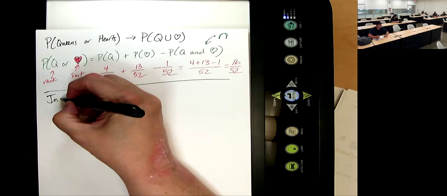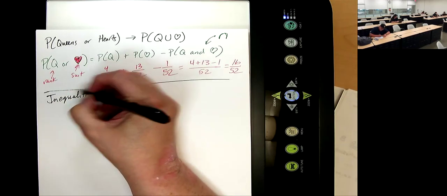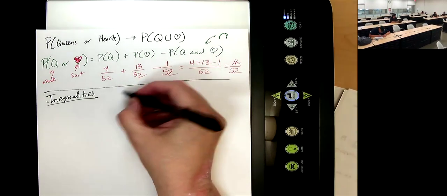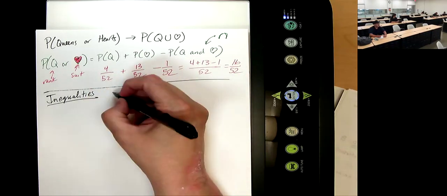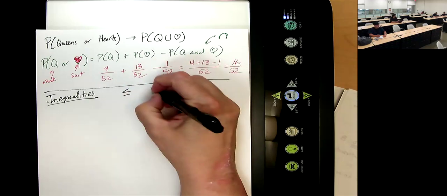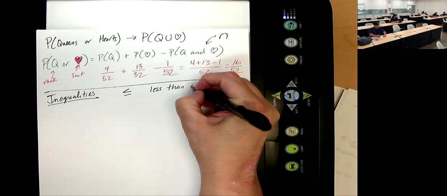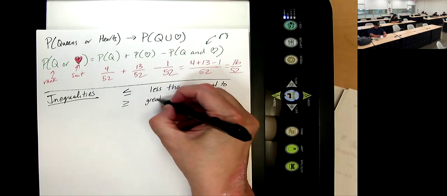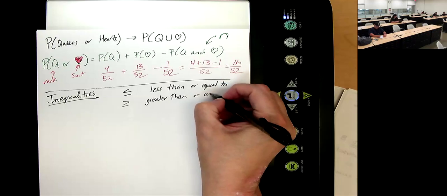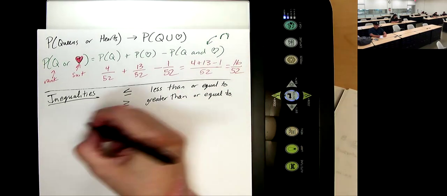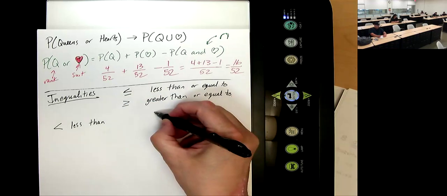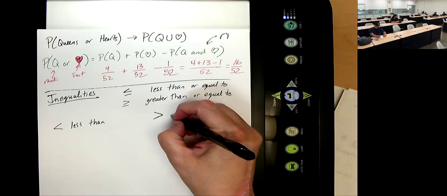Inequalities. Inequalities are going to pop up a lot. A lot. So inequalities are things that might have an equal, but sometimes don't. This is our less than or equal to. This is our greater than or equal to. The one without the line underneath it is strictly less than. And the one without the line underneath it, opening to the left, is greater than.